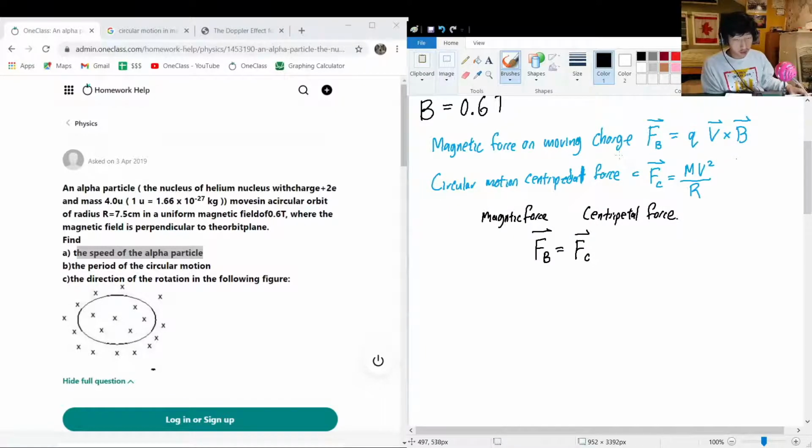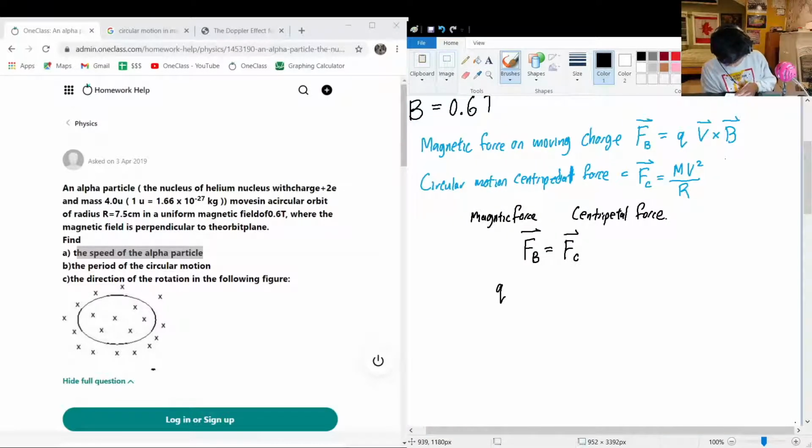Okay, so let's write out what we have here. I guess we don't really need to worry about the cross product because it is just like a multiplication, because we are in a two-dimensional thing. It's just more formally it is the cross product. But you can just treat it like a multiplication for a 2D example like this. So we're going to have FB is equal to QVB. And that's going to be equal to the centripetal force, which is mass times velocity squared divided by radius.